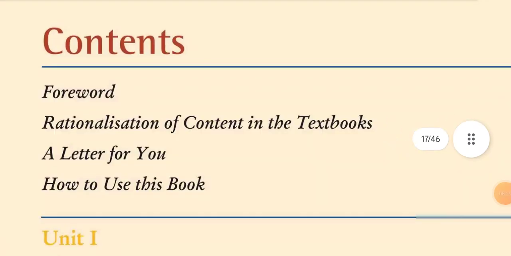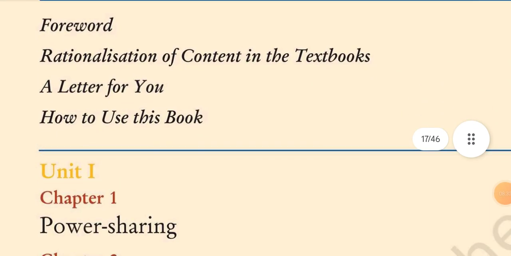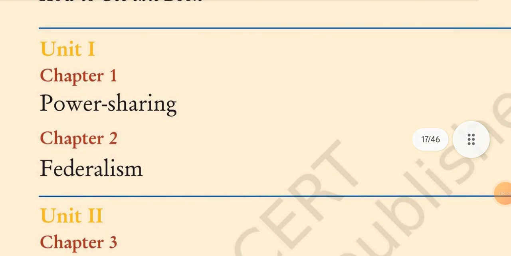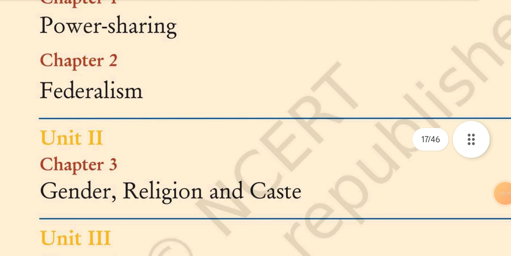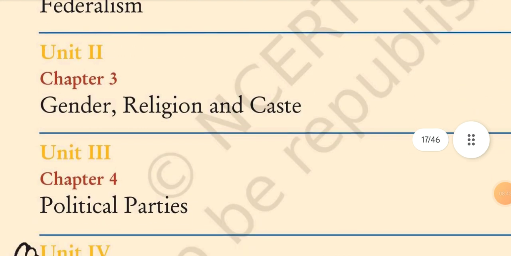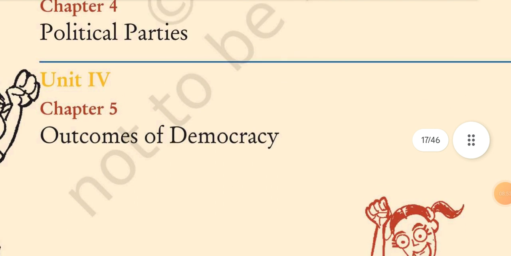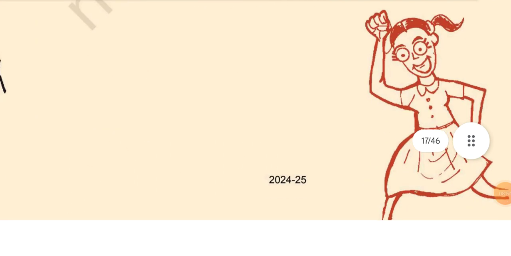Contents. Rationalization of content in the textbook. A letter for you. How to use this book. Political Science. Unit 1, Chapter 1, Power Sharing. Chapter 2, Federalism. Unit 2, Chapter 3, Gender, Religion and Caste. Unit 3, Chapter 4, Political Parties. Unit 4, Chapter 5, Outcomes of Democracy.